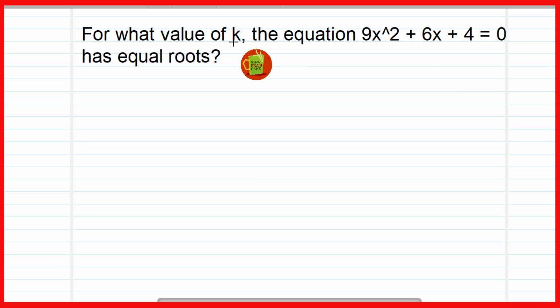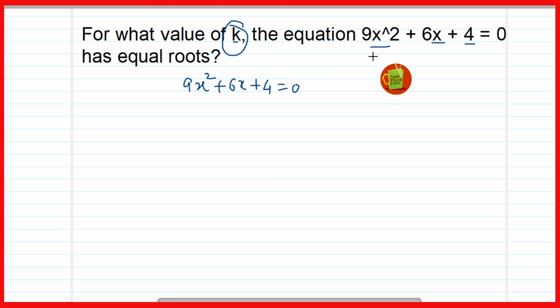Find for what value of k the equation 9x square plus 6x plus 4 is equal to 0 has equal roots. Now here friends, the given quadratic equation is 9x square plus 6x plus 4 equal to 0. And we have to find for what value of k, do a correction here, it is 6kx. So 9x square plus 6kx plus 4 is equal to 0 has equal roots.